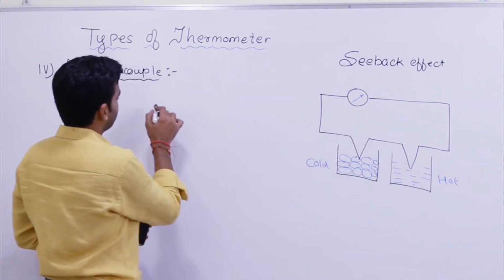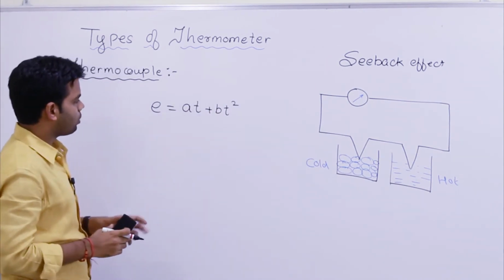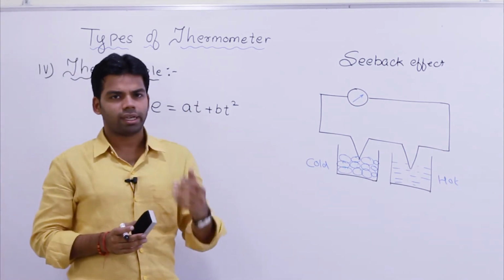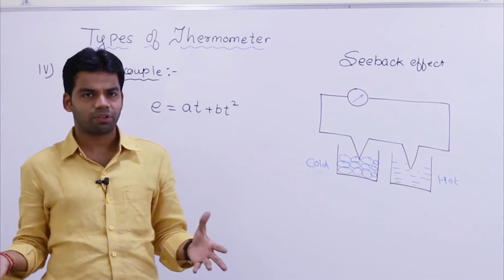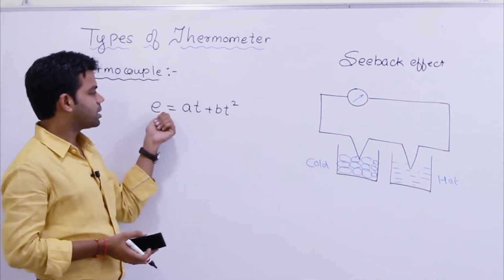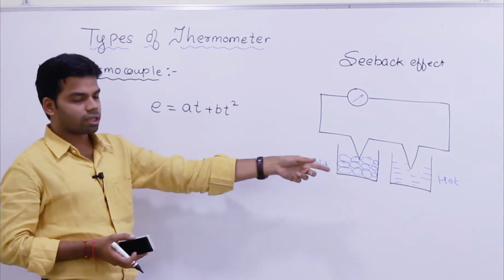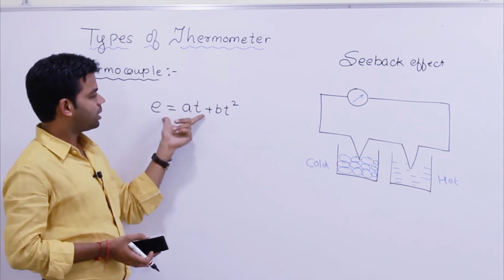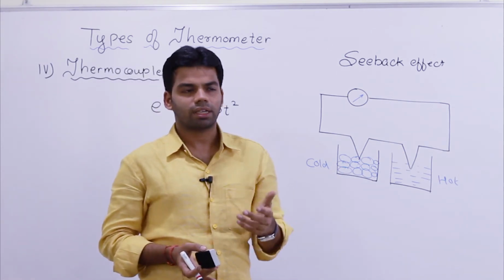The relation between EMF and temperature is E is equal to AT plus BT square. That's it. So if you have the value of this EMF, you can directly determine the value of temperature, provided you have the values of A and B. And the values of A and B we can determine in a similar way. First, keep this in contact with 0 degree centigrade and get the value of E. Then we have the values of E and T. Then keep this in contact with 100 degree centigrade boiling water and again determine the value of E. That means we have two equations in terms of A and B, so from there we can determine the values of A and B.